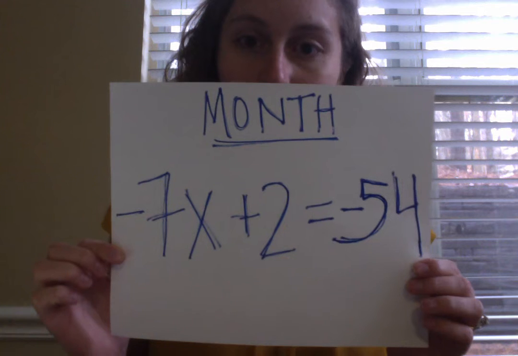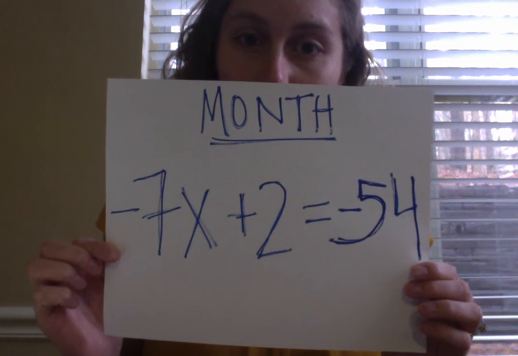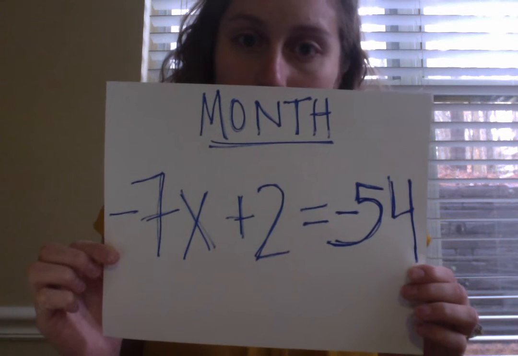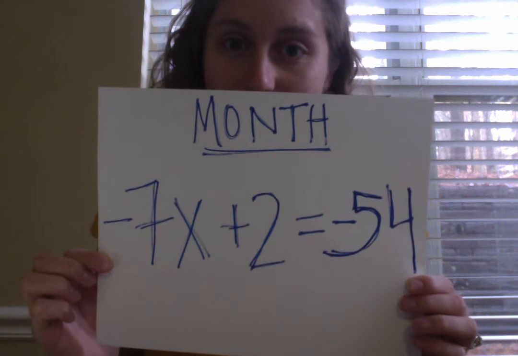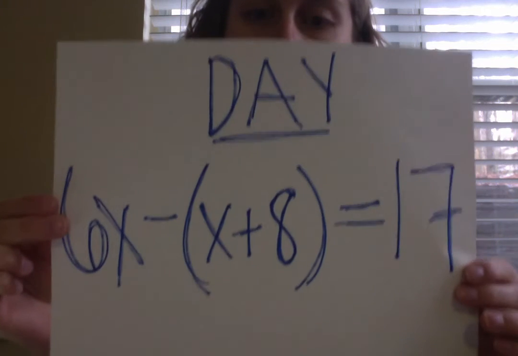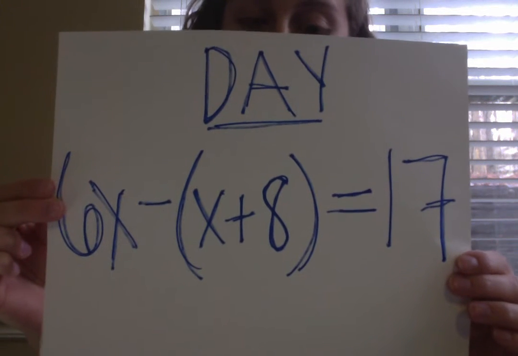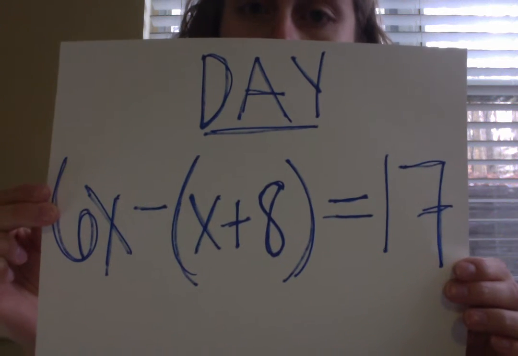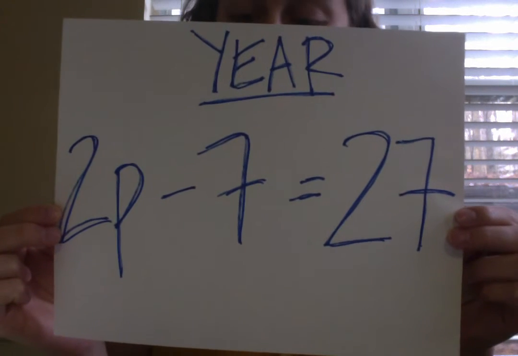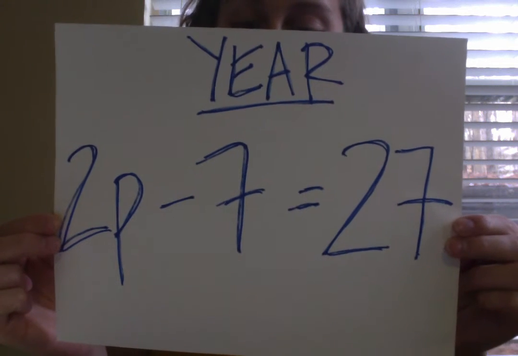The month is going to be negative 7x plus 2 equals negative 54. I would suggest you write these down as I go through them because if you solve them, not only will you get to know the answers to the questions, but also I can give you a little bit of extra credit. The day is going to be 6x minus the quantity x plus 8 equals 17. The year is going to be solved by 2p minus 7 equals 27.